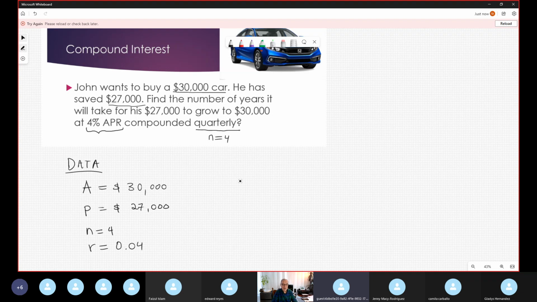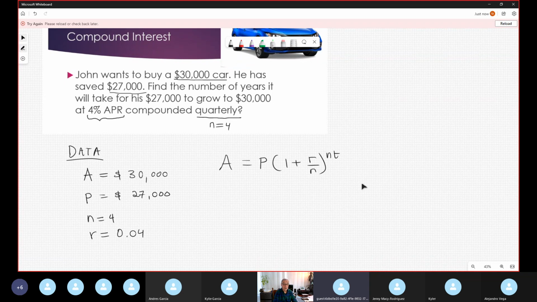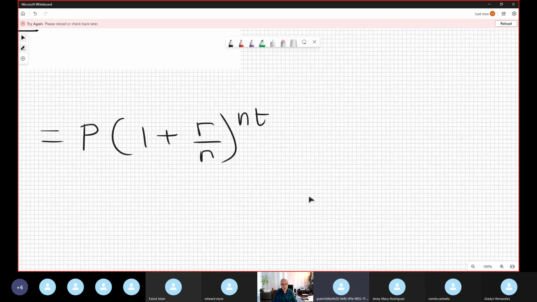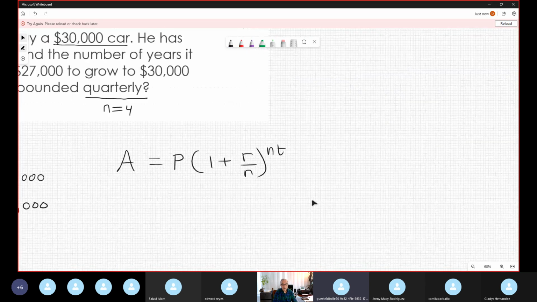Okay, so what parameter in the formula do I need to find? Let me copy the formula. The formula says future value A is equal to present value P times (1 plus r over n) raised to the nt. What parameter do I need to find? I need to find t, the amount of years I need to wait to buy the car. Okay, super, I understand the whole problem now. The rest is algebra.